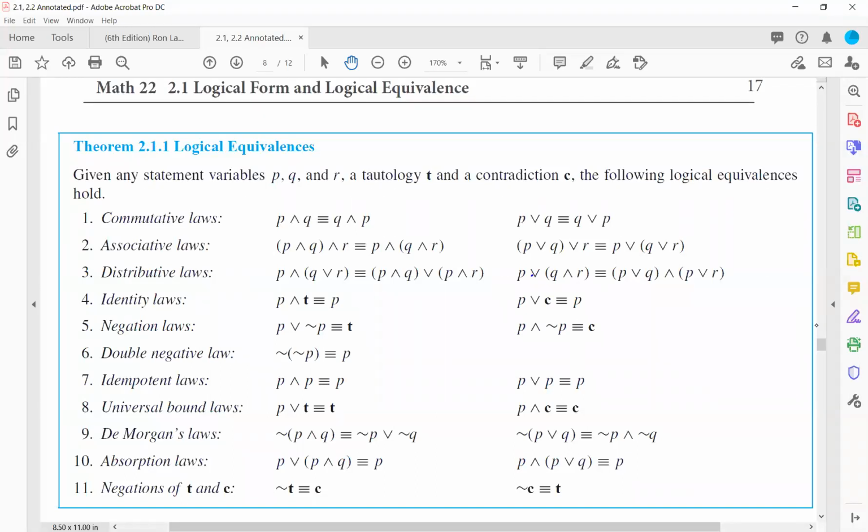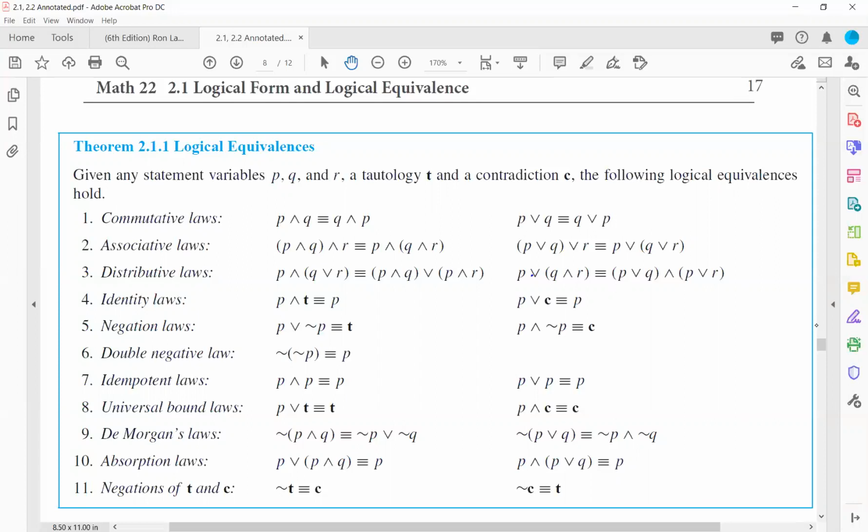Number 6, double negation law. Not not P is the same as P. Idempotent law: P and P is the same as P. P or P is the same as P. Universal bound law: P or tautology is the same as tautology. P and contradiction is the same as contradiction.